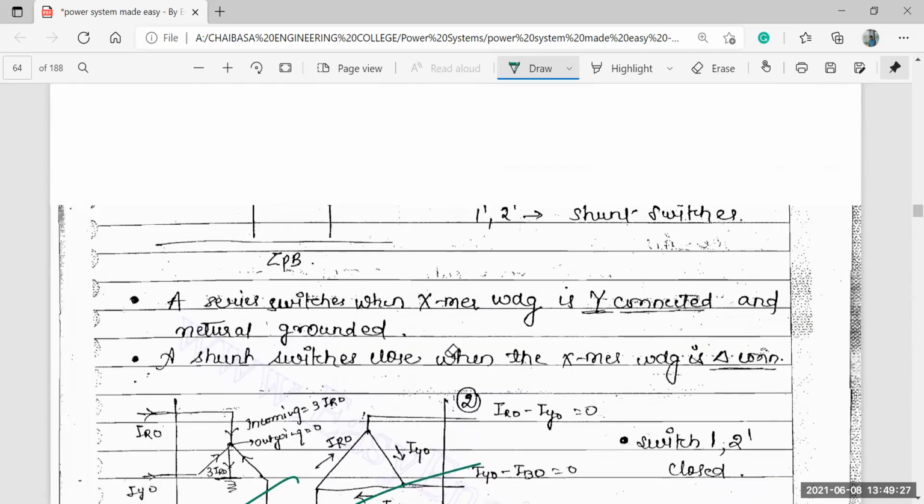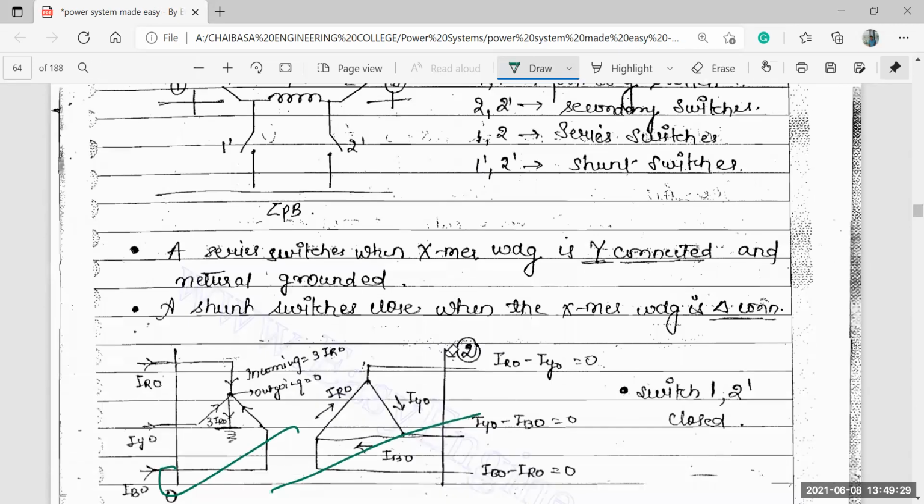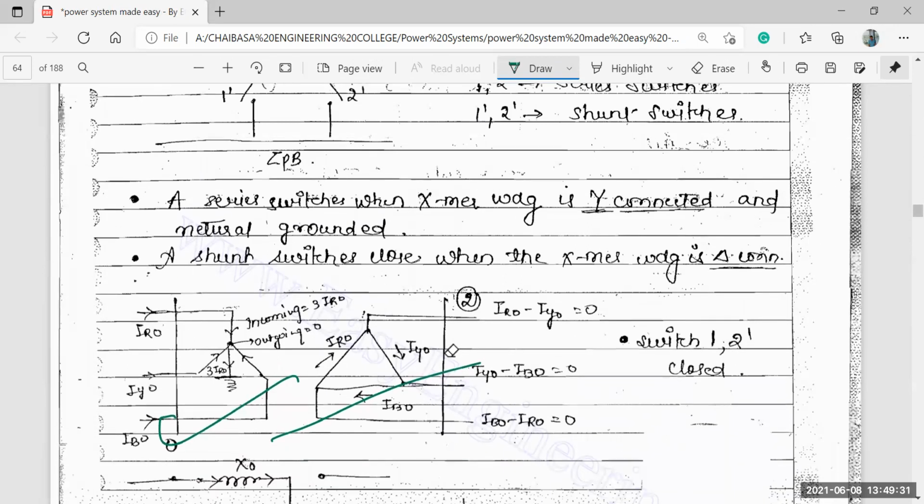Now a series switch closes when the transformer winding is Y connected and neutral grounded. Okay, this is what we got. Now a shunt switch closes when the transformer winding is delta connected, right?